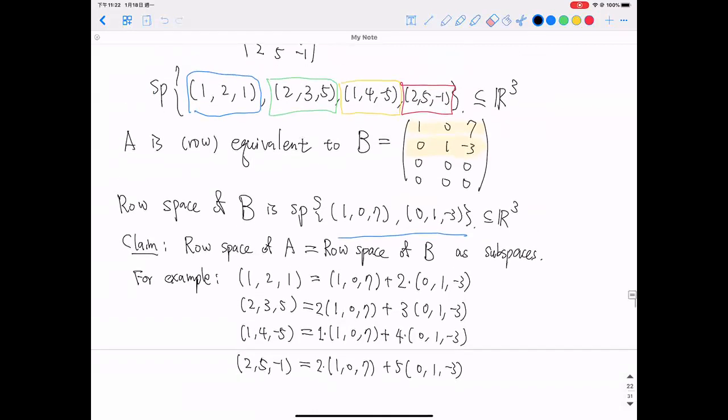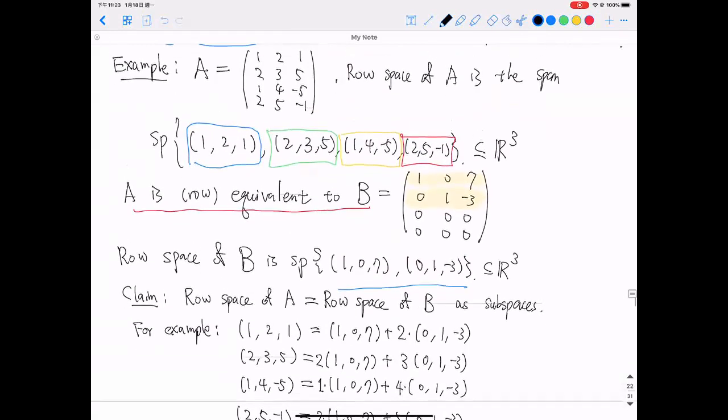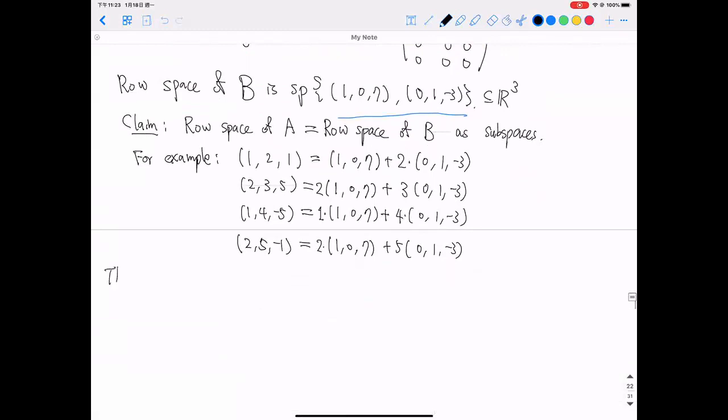And remember, the relationship between A and B is that they are row equivalent. And in fact, this is meant to be not only an example of row spaces, but an example of the following general theorem, which goes as follows. Suppose A is an m by n matrix.